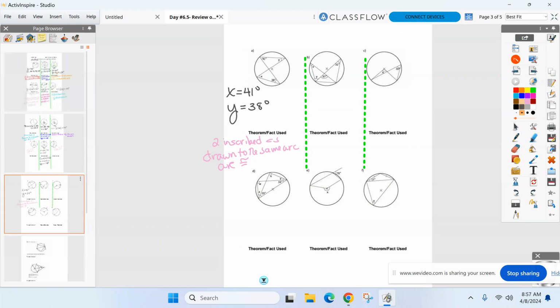All right, B. Can we find X right away? X is inscribed. So is 32. We notice, hey, they're both drawn to the same arc. Perfect, they're congruent. So X is 32. I can't do that for Y, unfortunately. I gotta find Y another way. So I'm gonna leave that up to you guys, however you wanna find Y. There might be a couple techniques to find it, but whatever you're comfortable with, doesn't have to involve circles at all.